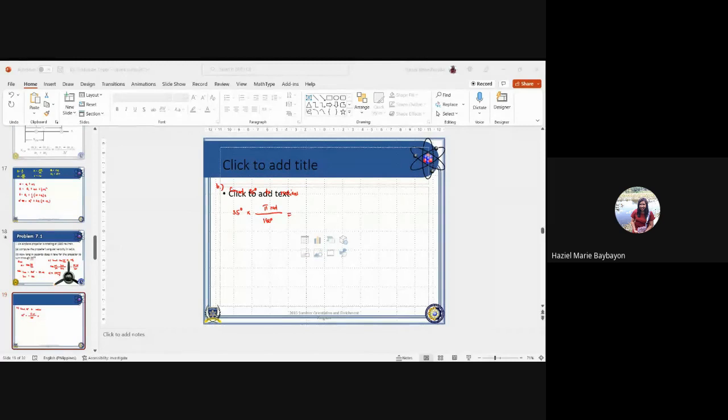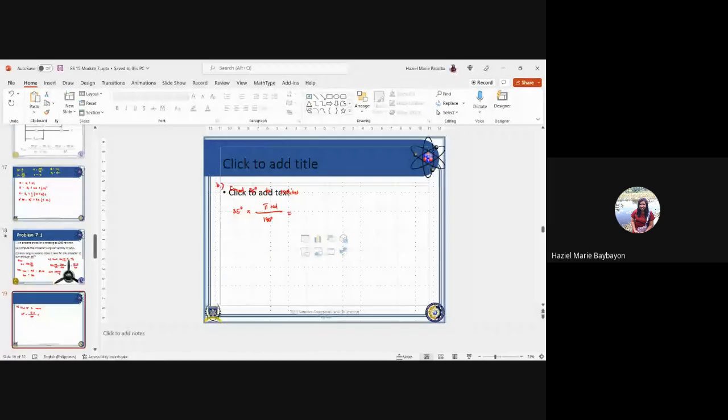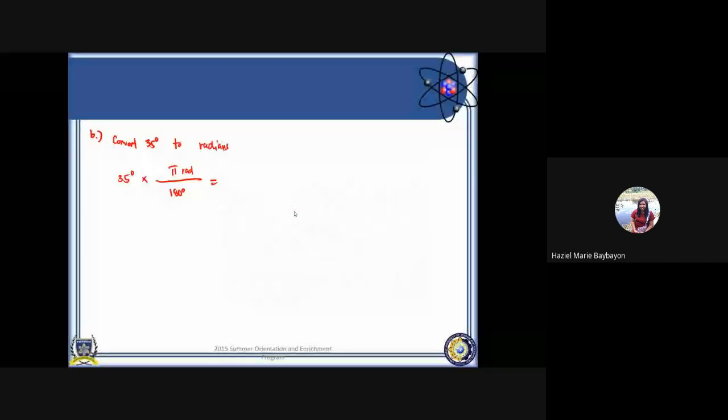35 divided by 180 multiplied by pi. So it's 0.611. Okay. So 0.611. Are you guys following? So 0.611 radian. So this is the equivalent angular displacement for 35 degrees. Okay, and then we want to know the time.